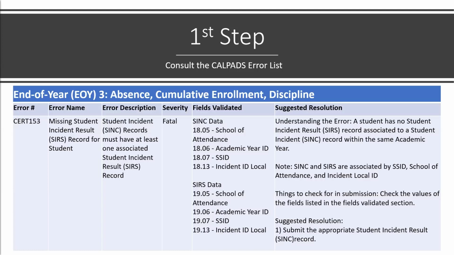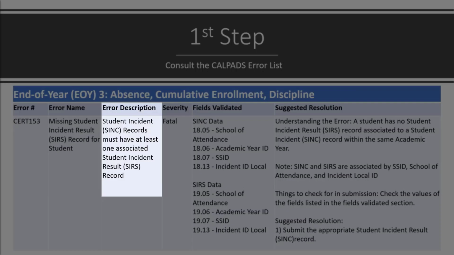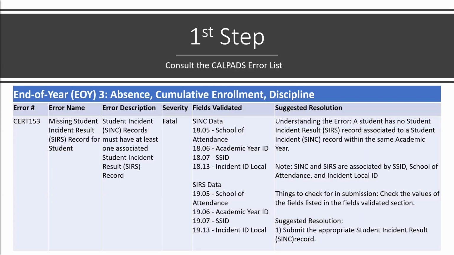After using tabs to navigate to the correct error using the error number and error name, the two columns on the left, we can then look at the error description. The third column from the left says student incident records must have at least one associated student incident result record. Basically, every student incident record has to be paired to a single incident result record at the very minimum, okay?